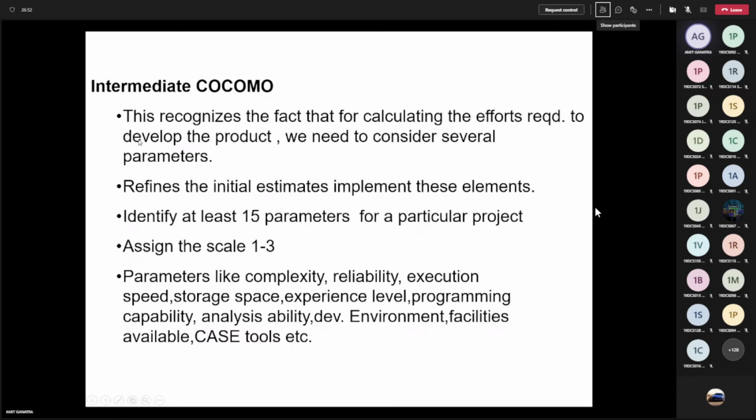So what is the main disadvantage of basic COCOMO? Here, for the effort required to develop the product, we haven't considered any of the parameters, but in the real world, all these parameters are always going to make an impact. Okay, so whether the software you develop has a lot of complexity, whether you want too much reliability, then you can scale 3 out of 3.